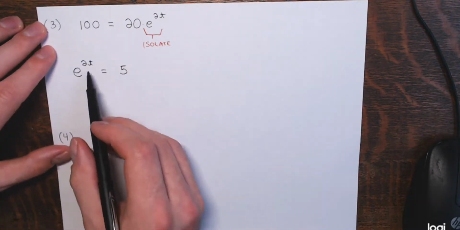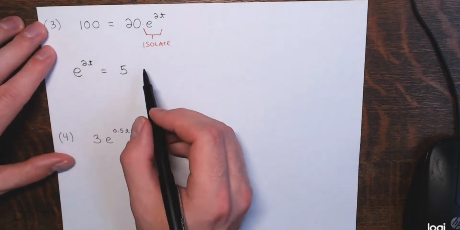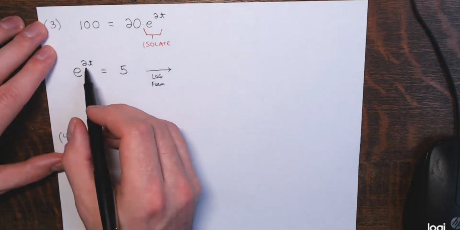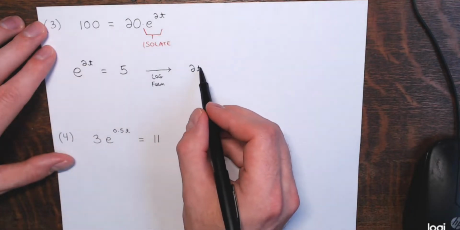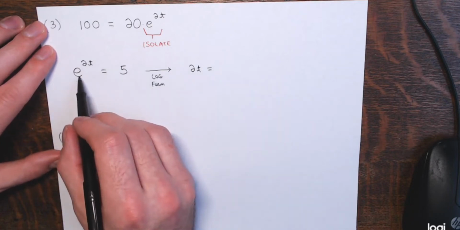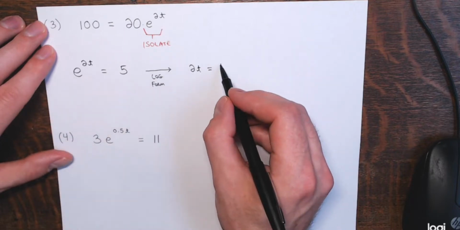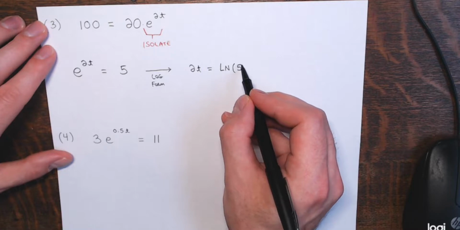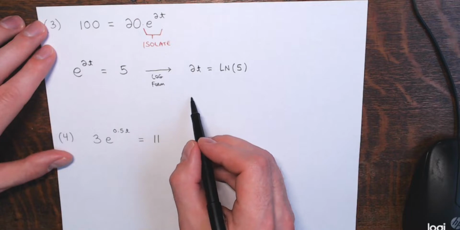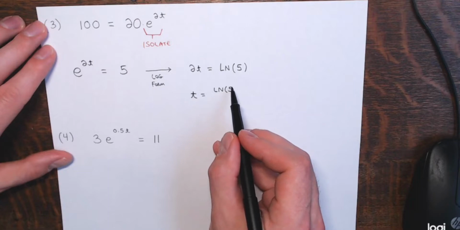And now I have what I want: base to a variable power equals some number. So I change this to log form, the equivalent logarithmic form, where remember the logs are exponents, exponents are logarithms. So 2t equals the log base e of 5. But the log base e is the natural log. So the natural log of 5, which is again some number. And then all I need for t now is to divide by 2. So the solution here is t equals the natural log of 5 divided by 2.